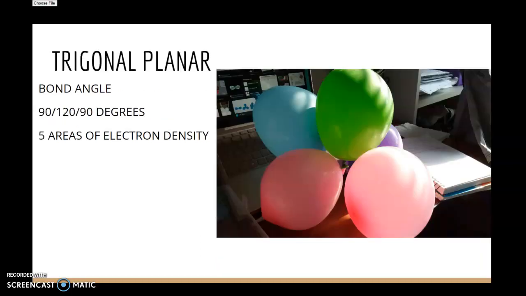Now, going on to the next one, we have the trigonal bipyramidal. That has five areas of electron density, as you can see by the picture with the different color balloons. The five areas of electron density actually have three different bond angles. They have two 90-degree bond angles and then one 120-degree bond angle. So it's a little bit different. It's a little bit more packed and more of a 3D shape if you look to the right with the balloon.